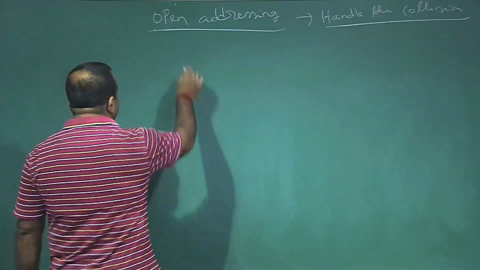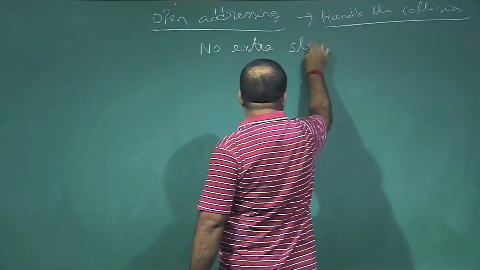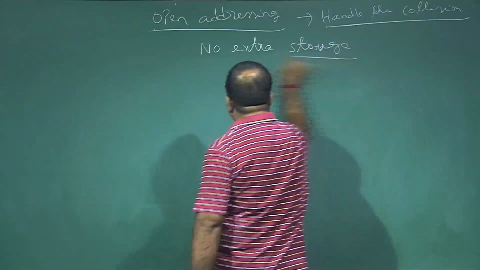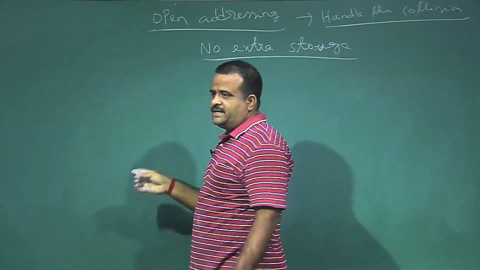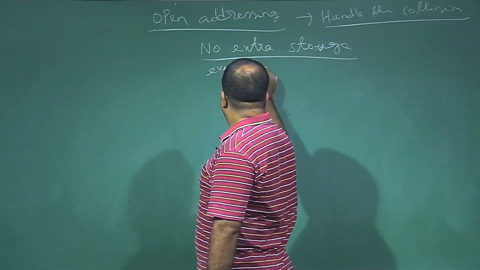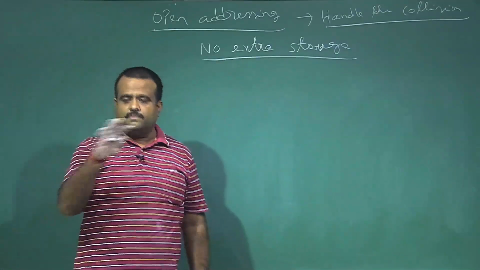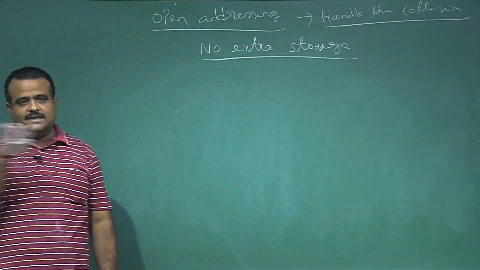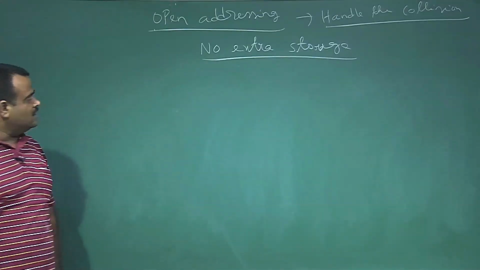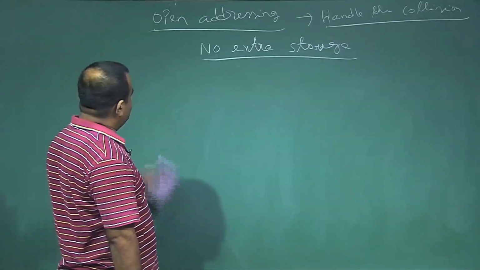Suppose we have no extra memory, no extra storage, so everything we need to do inside the table. How can we handle that? We are not allowing a chain or a linked list outside the table. Everything must be done in the table. That is addressed by the open addressing method.